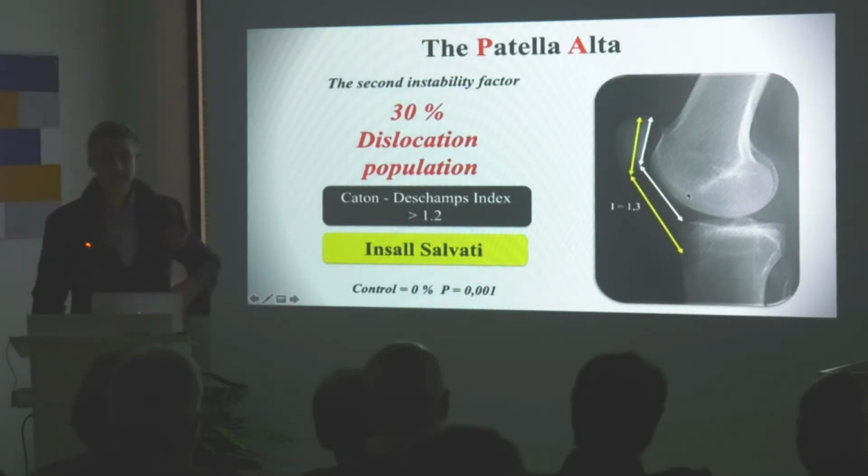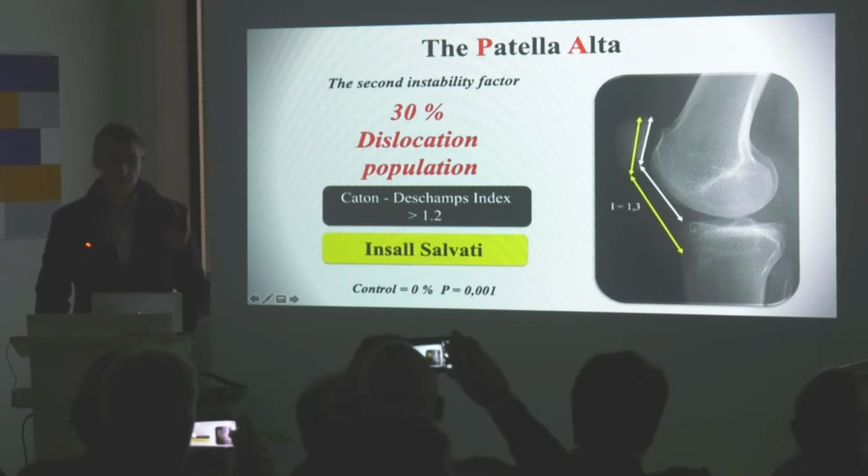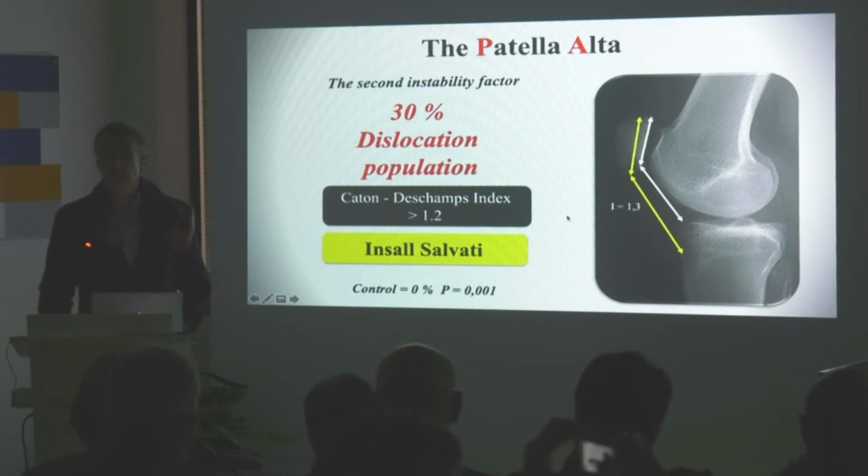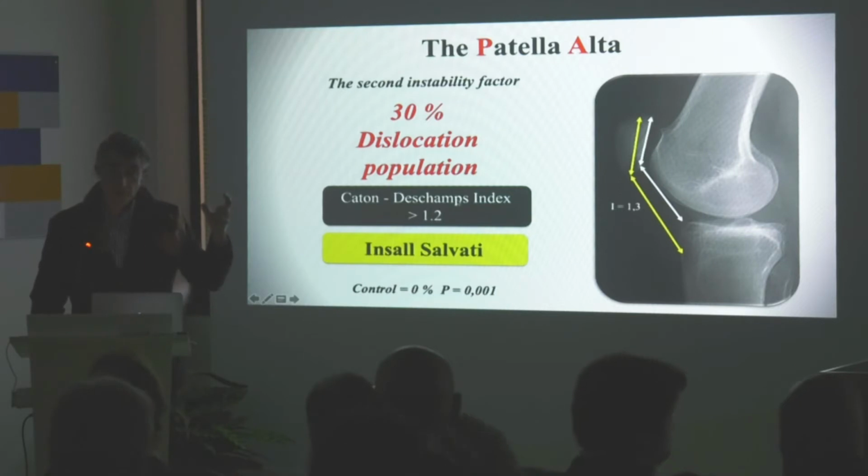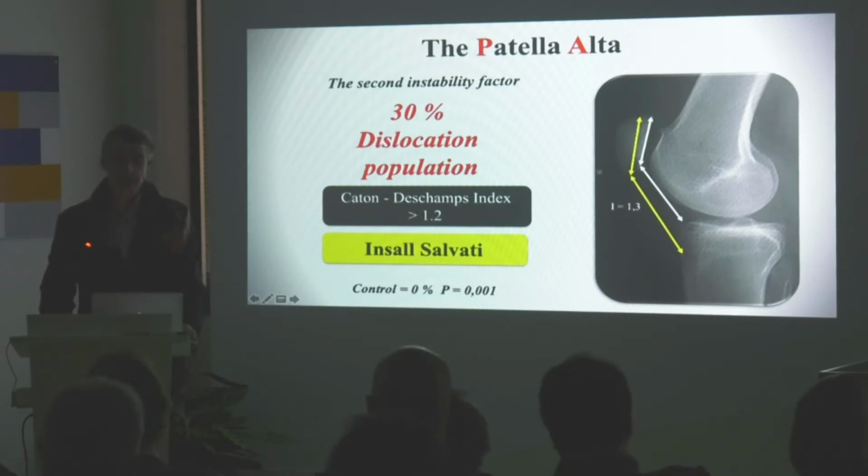Then the second factor, the patella alta, 30% in the dislocation population, and you can use different indices. The most useful one is the Caton-Deschamps index, because it is a very good surgical index. You have the ratio, it's 30 on 20, and you will correct them just to bring back to a normal ratio. If you use Insall-Salvati, with the landmark of the tibial tuberosity, when you do a distalization, you will stay with the same index. So it's not a real good surgical index.